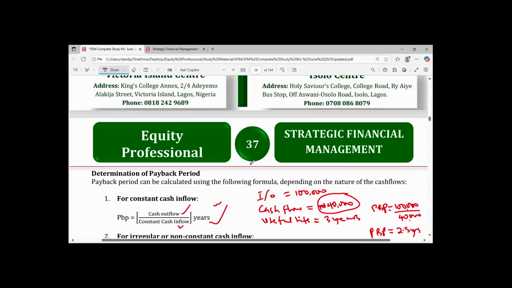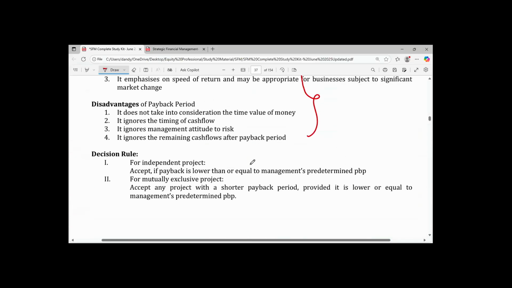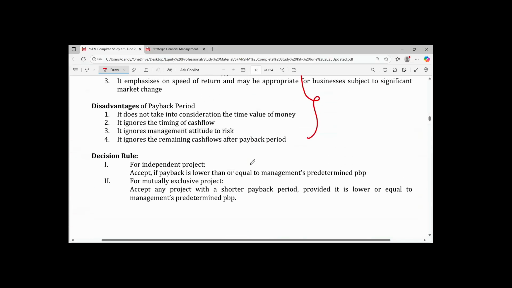Then, what's the decision rule for payback period? When you have calculated your payback period, it's expected that you are going to advise on what the company should do. Therefore, how do you advise? Number one, for independent projects, accept if the payback period is lower or equal to the management predetermined payback period.